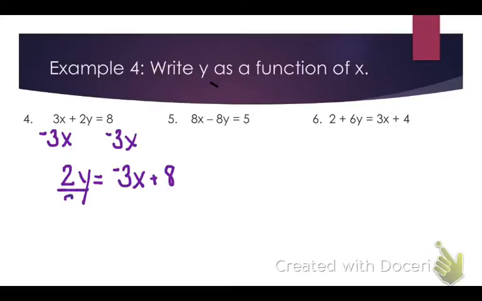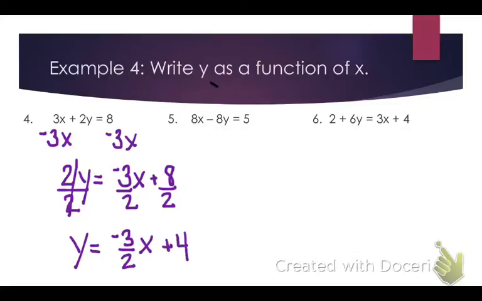Next, I'm going to divide each side by 2. Now, I can show it as dividing this entire side by 2, or you can also show it as dividing each separate term by 2. I'm going to do it the second way and write this as negative 3 divided by 2 would be negative 3 halves x plus 4. Y is now written as a function of x. I'm going to do the same thing in number 5.